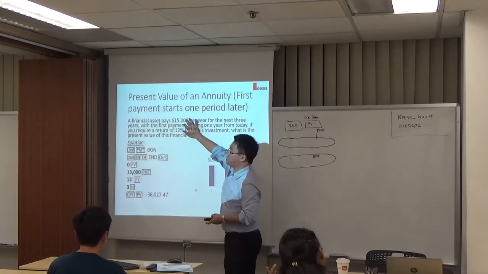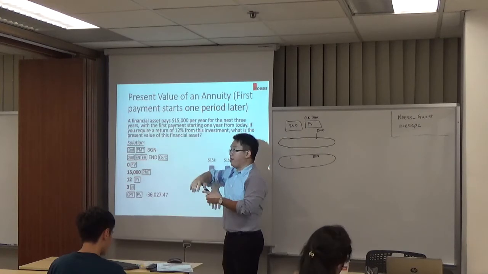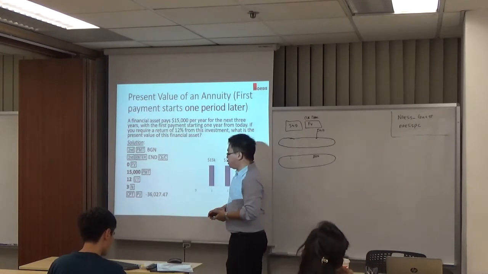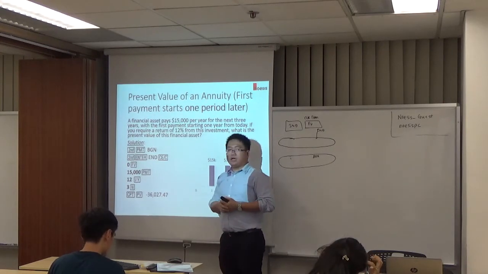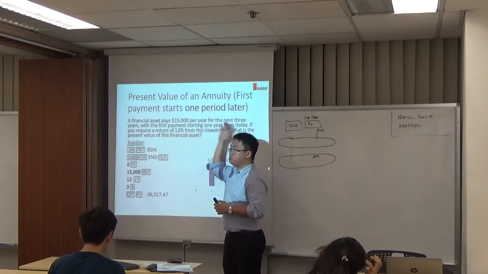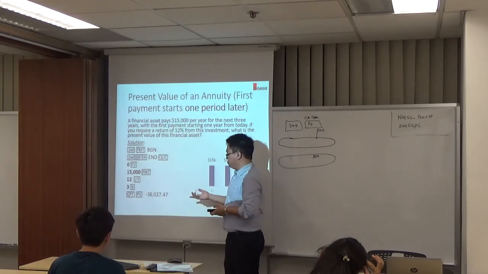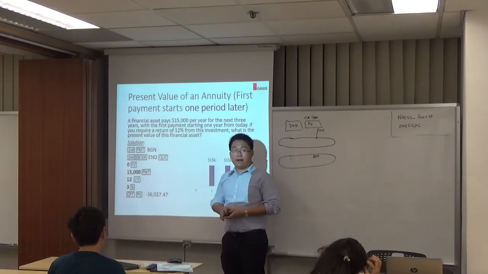Since the 15,000 is fixed, this one doesn't change. So the only way to make more is to pay less and less. So imagine this financial consultant comes to you and says, sir, I want to sell this product to you for $40,000. Would you agree to buy this?